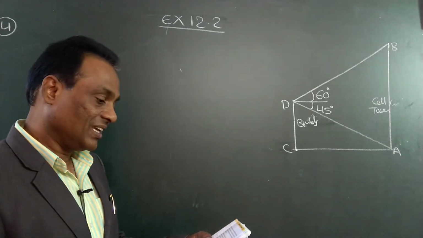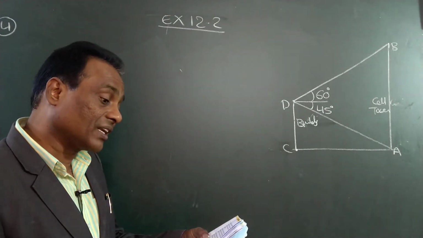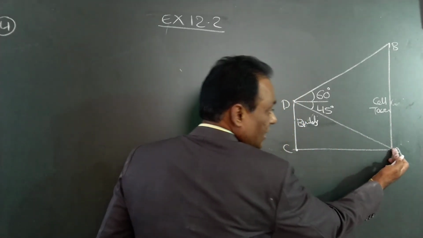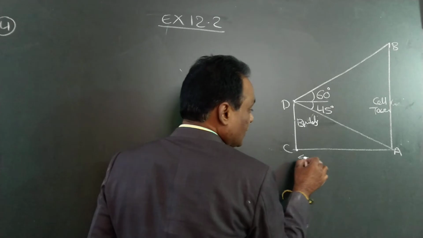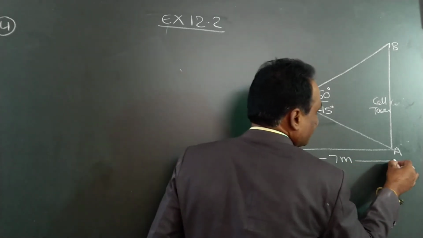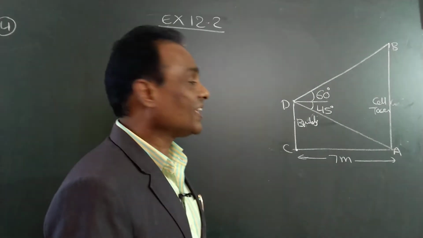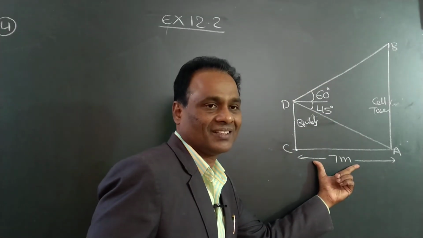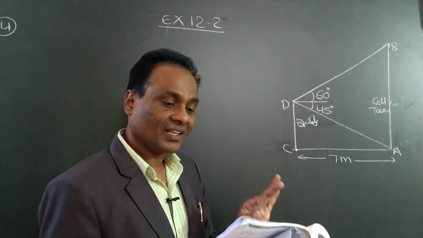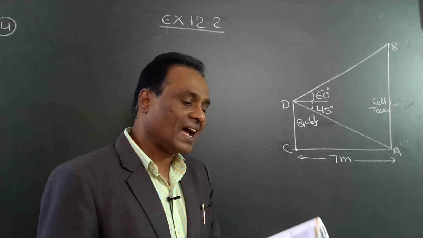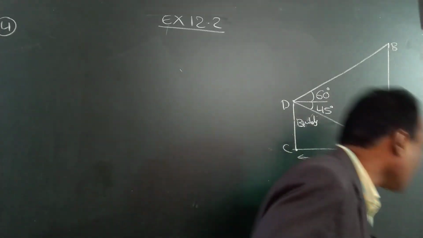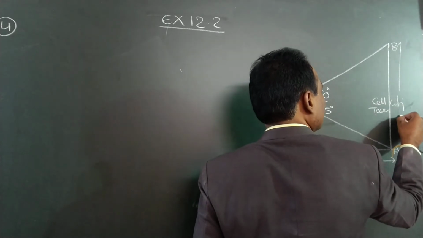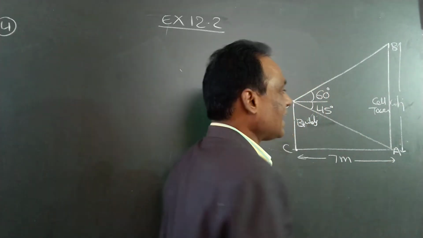If the distance of the building from the tower is 7 meters, this is the cell tower, this is the building. This distance is given as 7 meters. Distance from the cell tower to the building is 7 meters. Question is, find the height of the cell tower. What is the height of the cell tower?